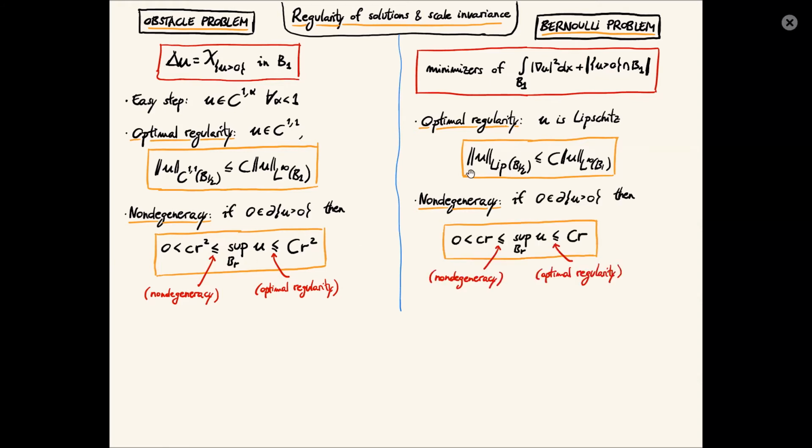And the same happens for the Bernoulli problem. If the origin is a free boundary point, then the supremum of U is comparable to R. So it grows linearly away from the free boundary. From above, this is the optimal regularity, and from below, this is what we call non-degeneracy. So we have some information that will be useful later on: the supremum of U, the L infinity norm of U in small balls, is comparable to R or R squared.